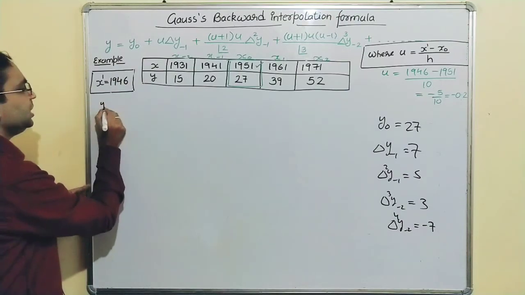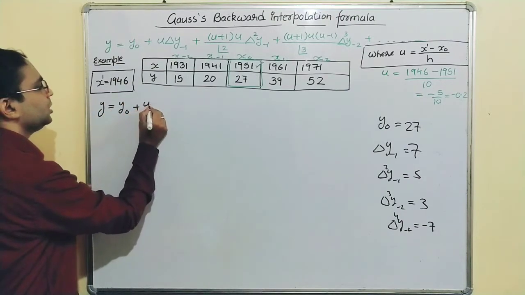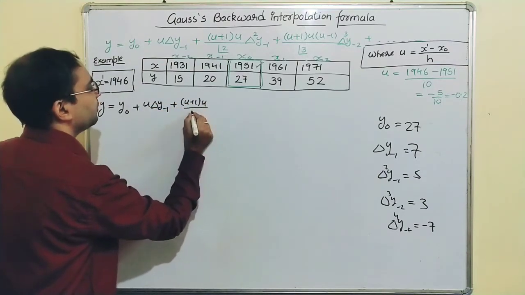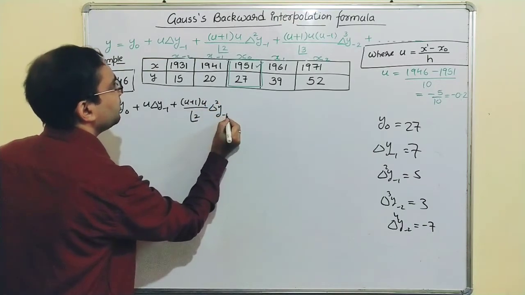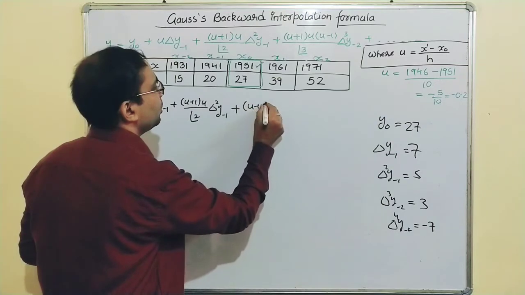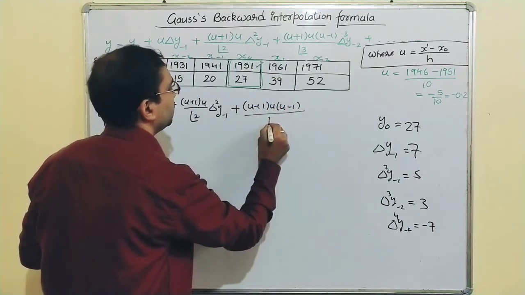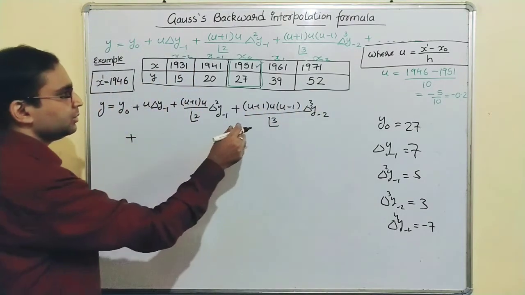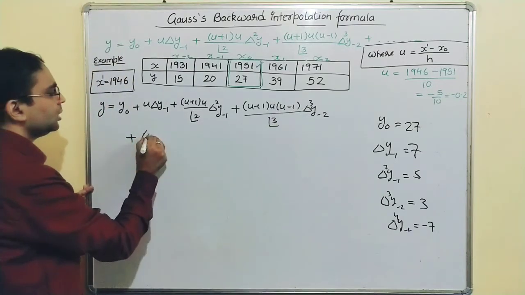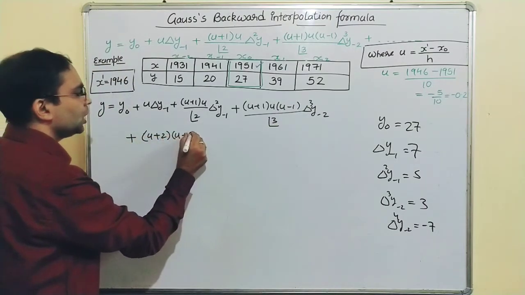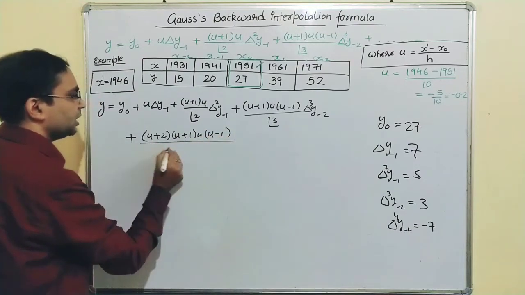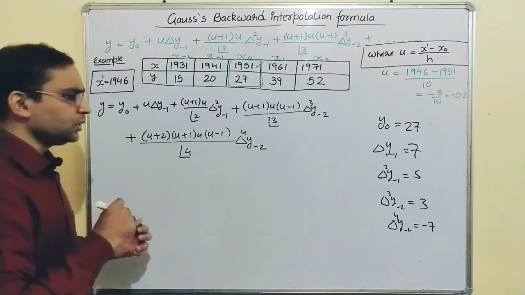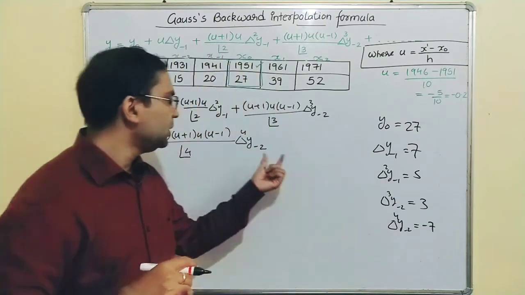So y is equal to y0 plus u del y minus 1 plus (u plus 1) u by factorial 2 del 2 y minus 1 plus (u plus 1) u (u minus 1) by factorial 3, and this is del 3 y minus 2. We need one more term, so let me write the next term. The next term will be (u plus 2)(u plus 1) u (u minus 1) divided by factorial 4, and this is del 4 y minus 2. So this is the last value we have, del 4 y minus 2. So we'll use till this term.